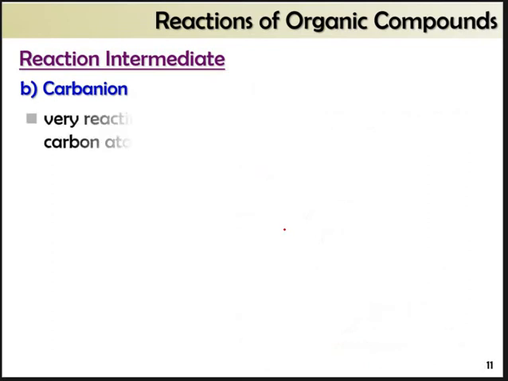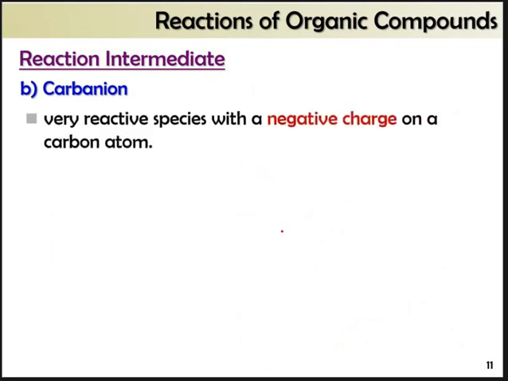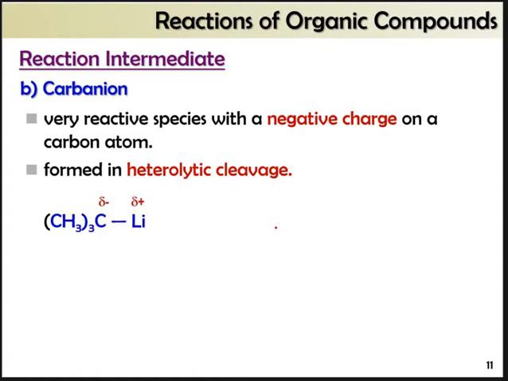And then what is carbanion? It is a very reactive species with a negative charge on the carbon atom. Okay, it forms in heterolytic cleavage. So we only have two types of cleavage. Homolytic, okay, dia akan putus secara sekata. Okay, and then heterolytic cleavage, okay, dia unequally. Maksudnya ada satu atom akan dapat 2 elektron, another one tak dapat apa-apa.